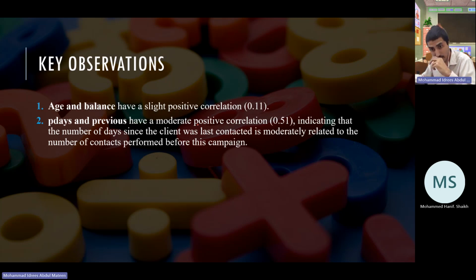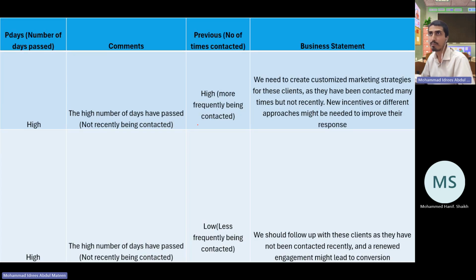So it means that with some clients we can have a try to convert them, because maybe the client was not ready at that time when we approached him or her. Where the number of days passed is high, they have not been recently contacted. So we need to create customized marketing. What is the business statement for us? We need to create customized marketing strategies for these clients, as they have been contacted many times but not recently. So a new incentive or different approaches might be needed to improve their response.